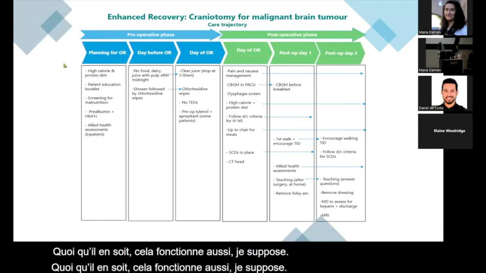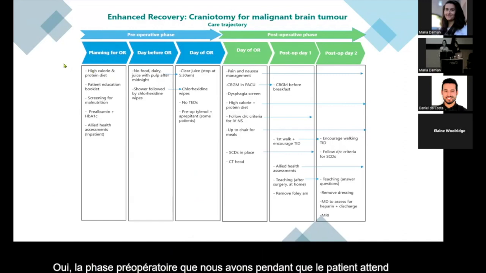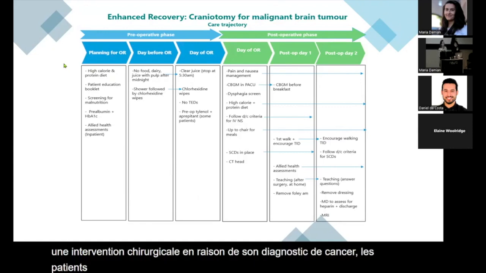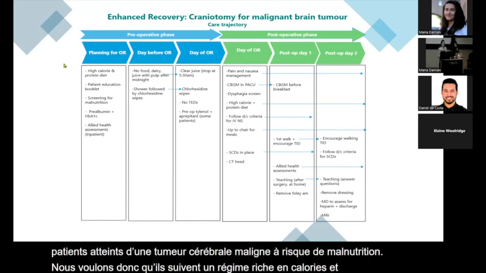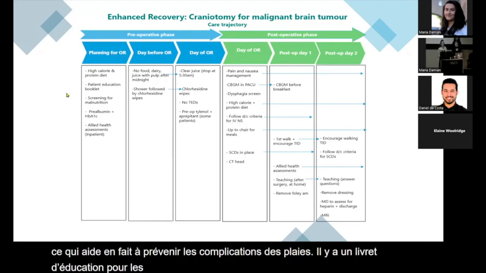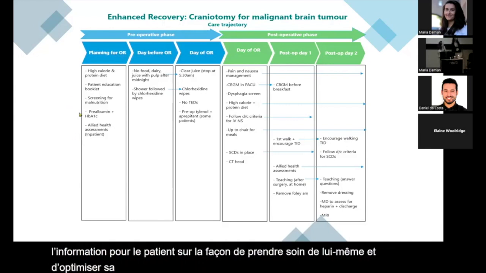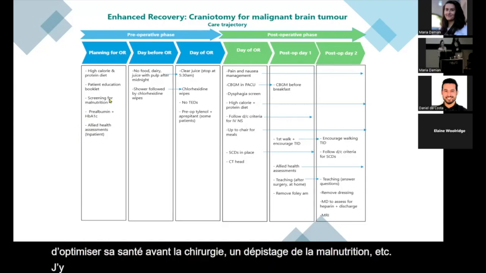Yeah, preoperative phase, while the patient's waiting for surgery, due to their cancer diagnosis, patients with malignant brain tumor are at risk for malnutrition. So we want them on a high calorie, high protein diet, and that actually helps with prevention of wound complications. There's a patient education booklet that was adapted for the pathway, which has information for the patient about how to take care of themselves and optimize their health before surgery. Some screening for malnutrition, etc. I'm not going to go through everything because, again, I want to move it along.